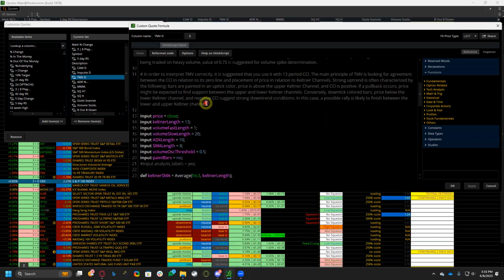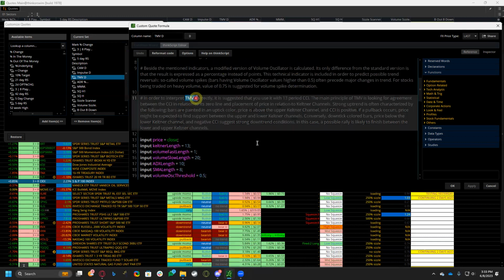In order to interpret the TMV correctly, it's suggested that you use it with a 13-period CCI. The main principle of the TMV is looking for agreement between the CCI in relation to its zero line and placement of price in relation to the Keltner channels.